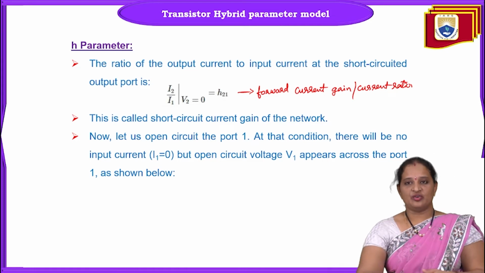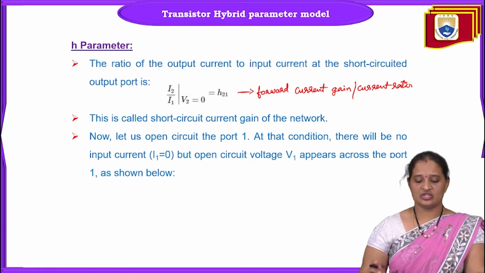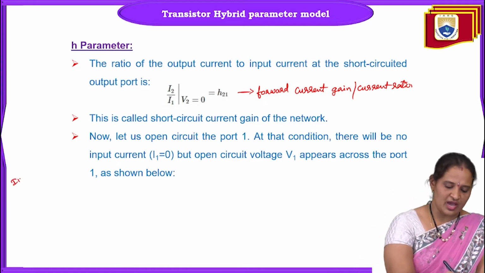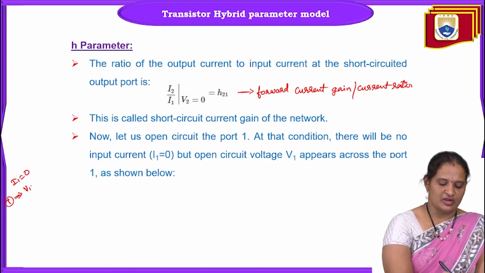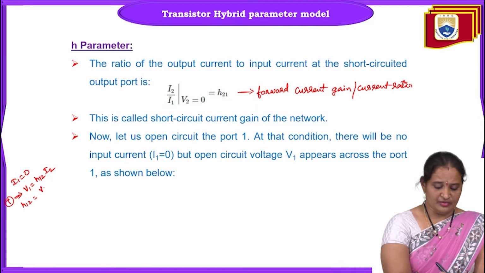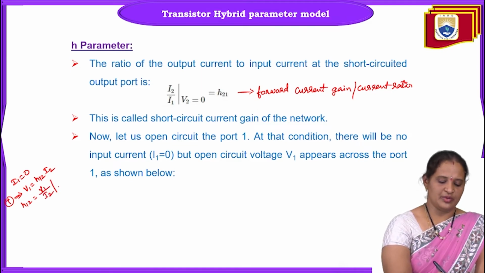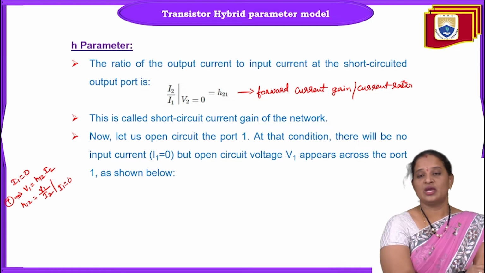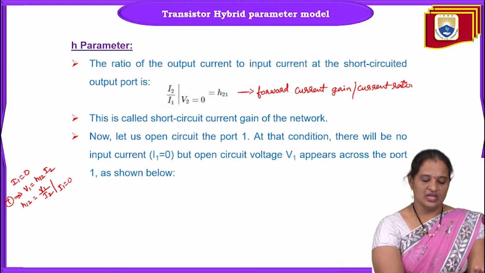So now let us open circuit the input port. That means we are making I1 equal to 0. Now from equation 1, we will get V1 equal to H12 into I2. So that means H12 is equal to V1 divided by I2 by making I1 equal to 0. So this is the equation.